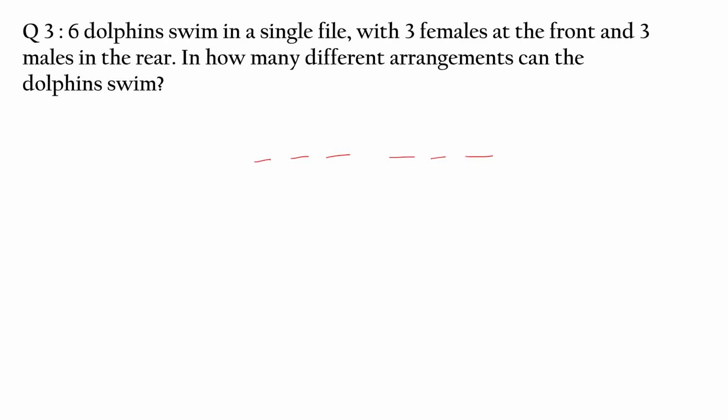So here, if we were to write it like this, we can see that the front 3 and the last 3 are sort of reserved. So here we have the females and here we have the males. Now the first 3, since these are unique dolphins, you have 3 females and here you have 3 males. So in how many different arrangements can the dolphins swim?